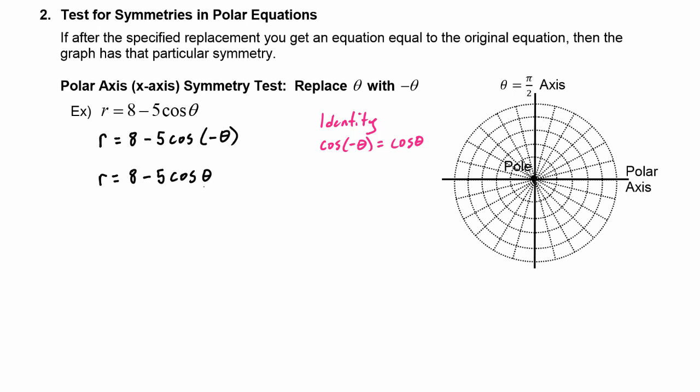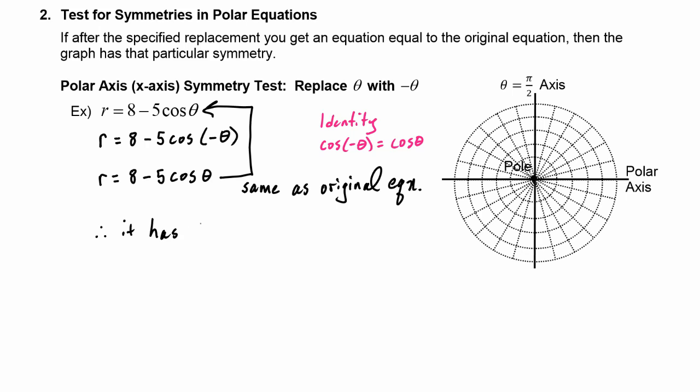So we can see that the equation we ended up with after simplifying is exactly the same as the original equation, so therefore it has polar axis symmetry.